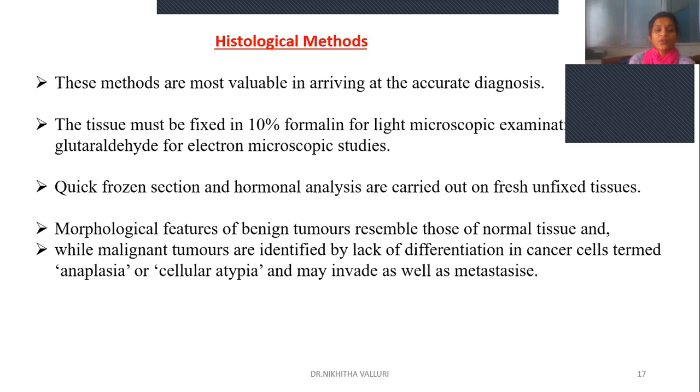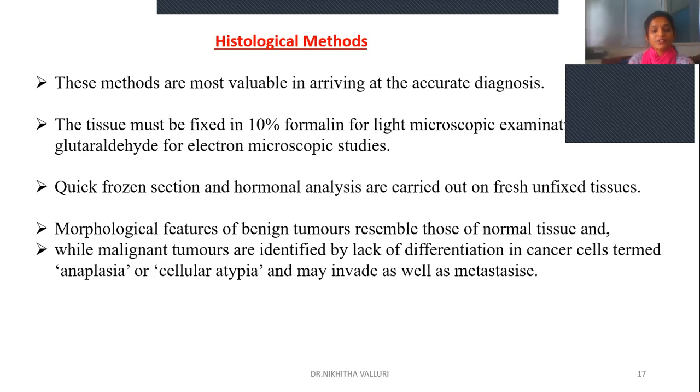Okay, and then quick frozen section and hormonal analysis are also done. Quick frozen section is nothing but the tissue being made into a frozen piece and then cut into a small piece, and it will be examined under microscope. That is frozen analysis. And hormonal analysis can be done for breast cancer, cervical cancer, because there will be changes in the hormonal level because of these cancers. The hormone levels also will be elevated. So if there is high abnormal elevation of these hormones, that also indicates the presence of tumor.